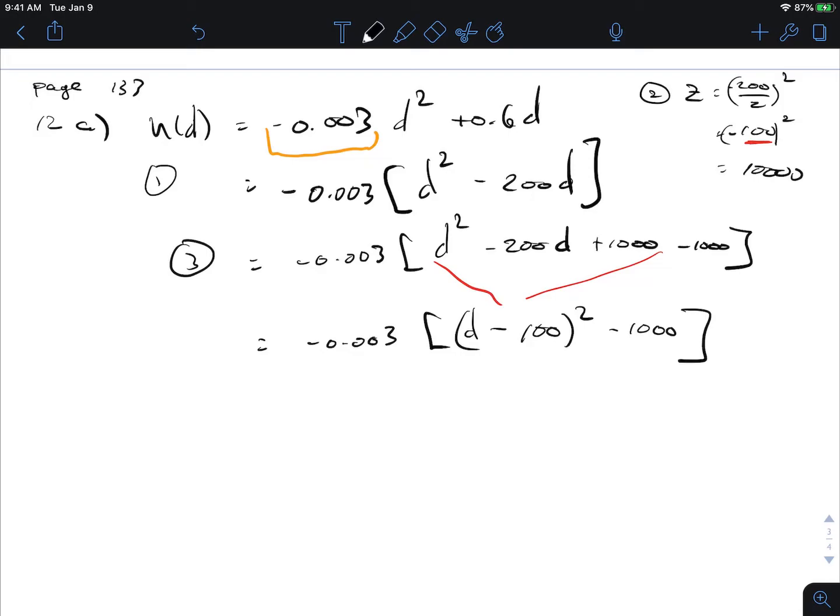Okay, there you go. And then the last step is just to distribute the negative 0.003 in, right? To both things. And then I don't know what that is. Cancel 2 zeros. So 300.